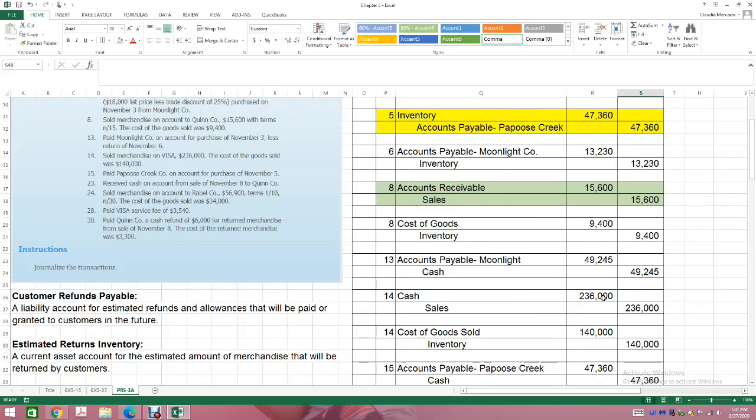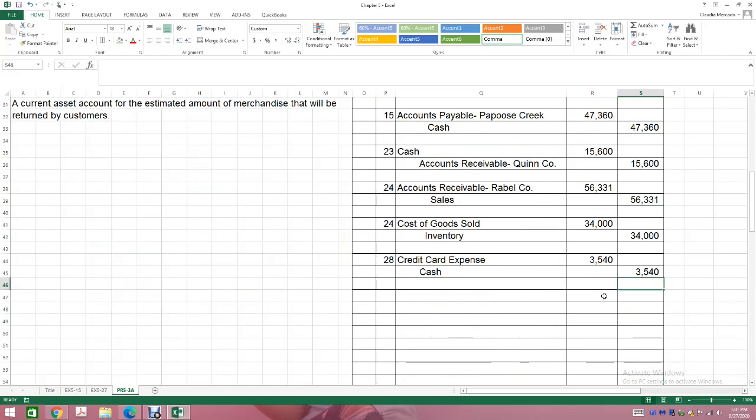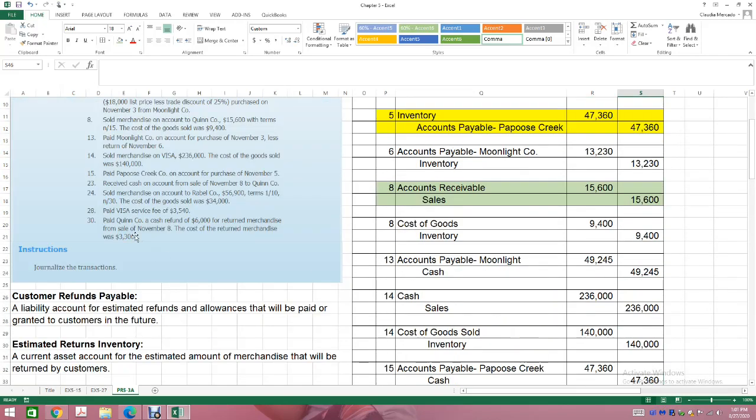Yes, it was. Okay. And then last but not least, we have paid Quinn a cash refund of $6,000 for returned merchandise from the sale of November the 8th. Remember that sale that we did, and then we had some returns. Now we're paying off the balance. We're still making payments for them, but now we have to record that refund. Paid Quinn a cash refund for returned merchandise.